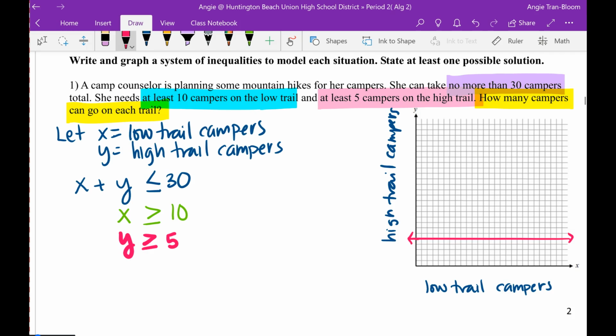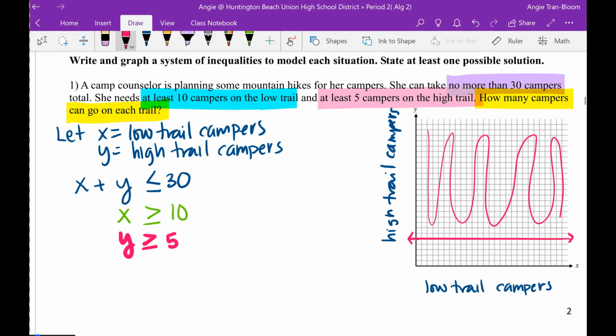Remember, it says greater than, James. So y is greater than or equal to 5. So which way is greater than? Above it. You're right. Guys, make it really light because you're going to need to erase soon, or you have to darken that soon. So don't make it too dark.